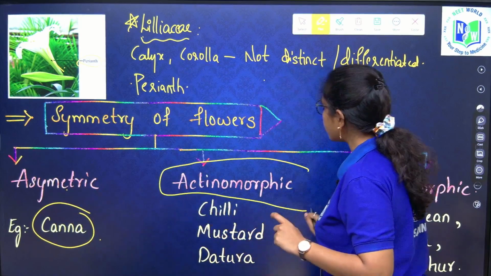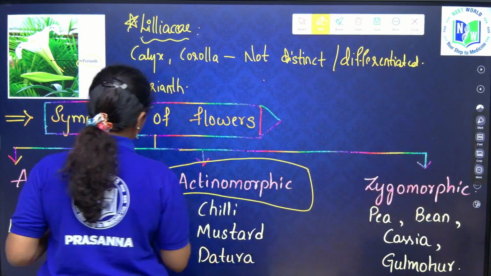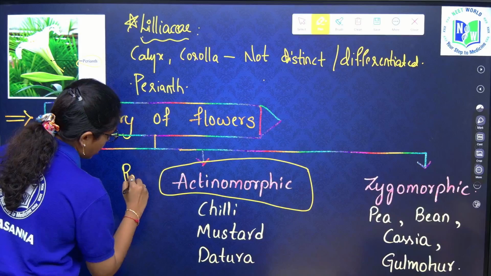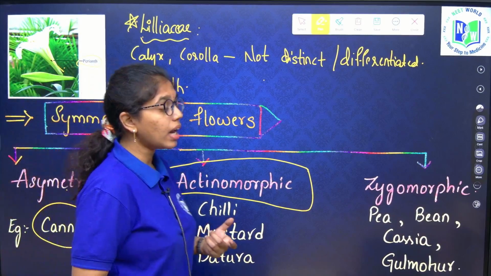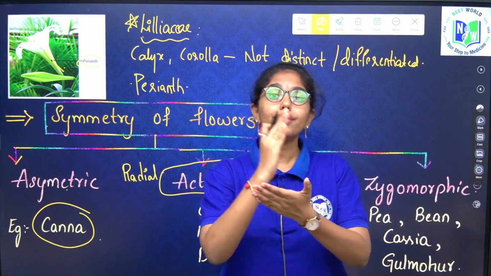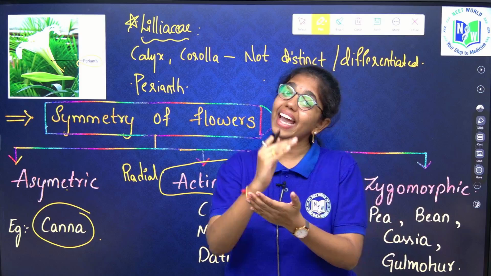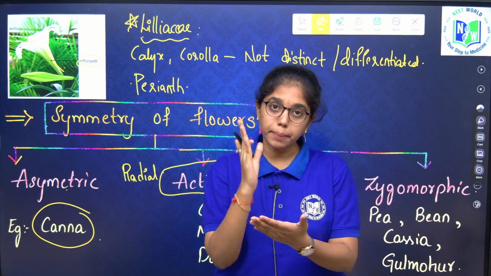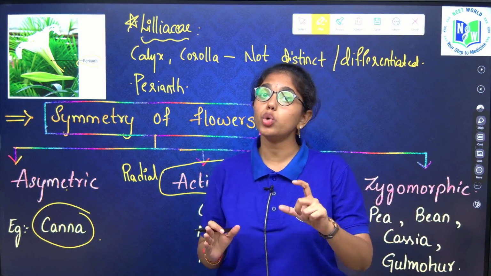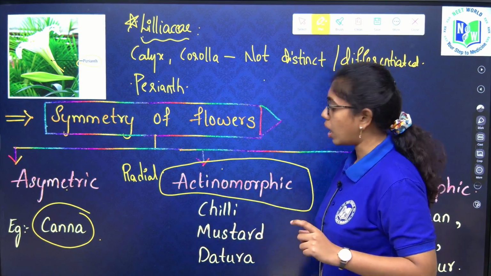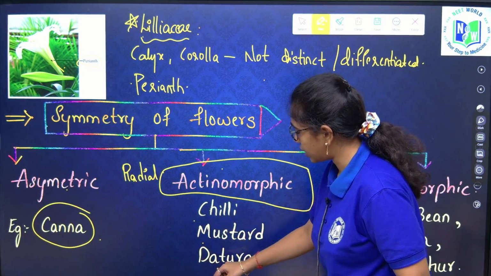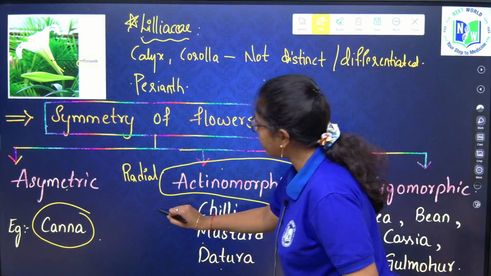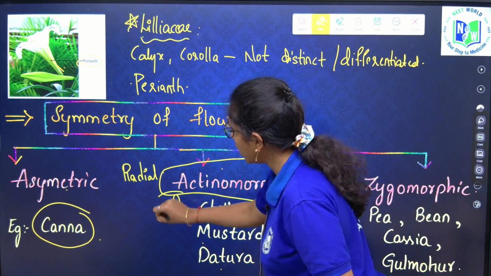Actinomorphic, which is also called radial plane of symmetry, which means you can divide the flower into two equal parts by any plane. Then it is called actinomorphic. For example, chili, mustard and datura. You can remember it like CMD.